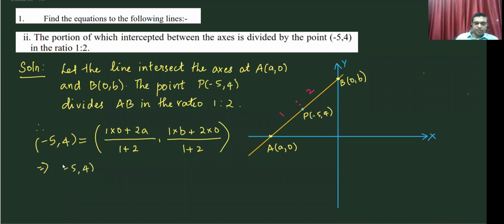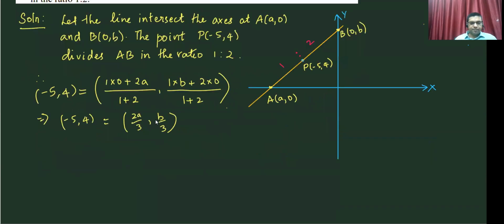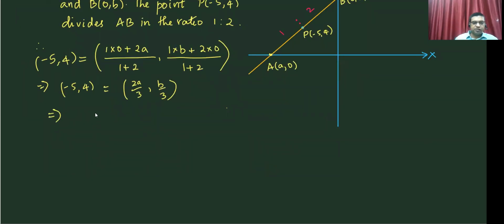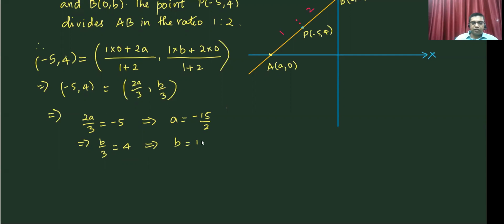We can do it very easily. It is 2a by 3. This is b by 3. So equate the coordinates. We get 2a by 3 is equal to minus 5, which implies a is equal to minus 15 by 2. And then b by 3 is equal to 4, which implies b is equal to 12. 4 into 3.